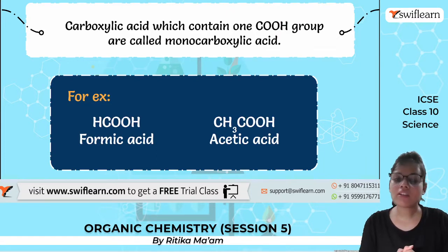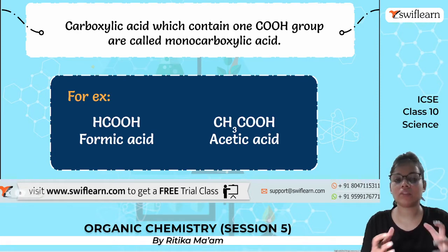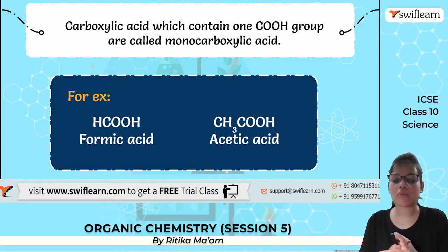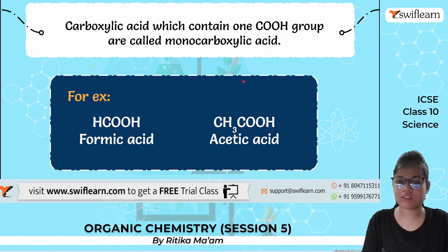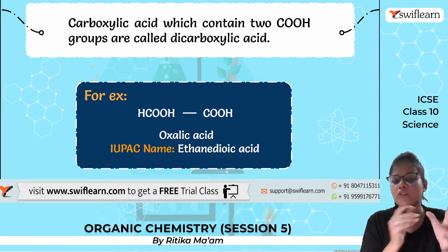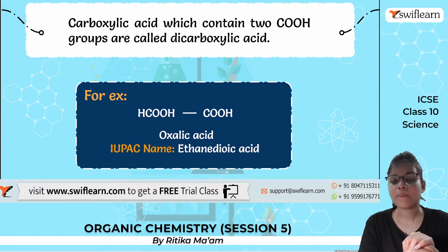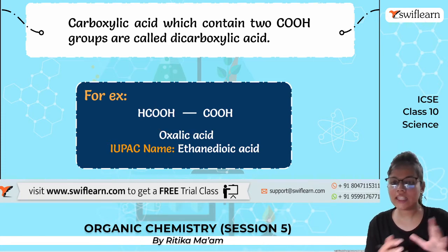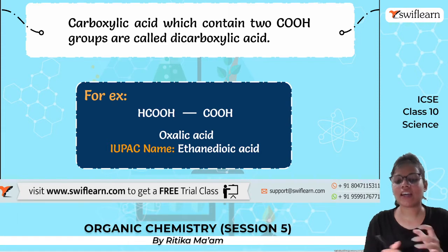Now, the carboxylic acid is a group in which one COOH group is there, and the acid in which there is one such group is known as monocarboxylic acid. For example, formic acid or acetic acid have one COOH group, and that is why they are known as monocarboxylic acid. Now, talking about 2 COOH groups, these are known as dicarboxylic acid. Obviously, we are having 2 groups and therefore they are known as dicarboxylic acid. For example, oxalic acid. Its common name, it is the nickname that we have given. IUPAC name is ethanoic acid.